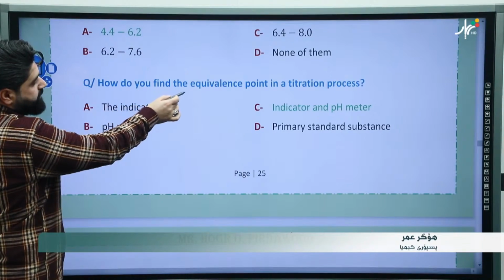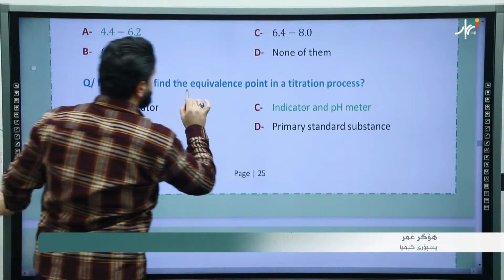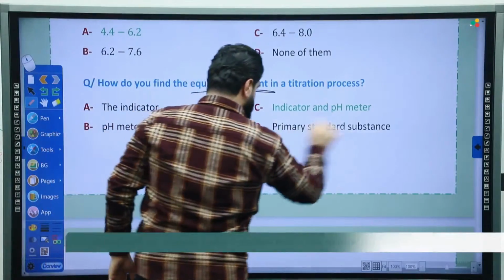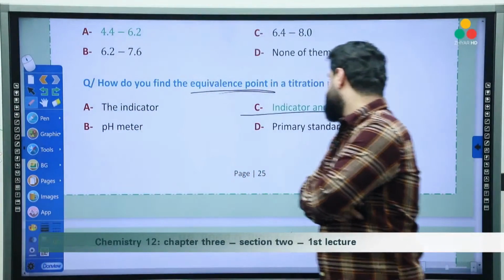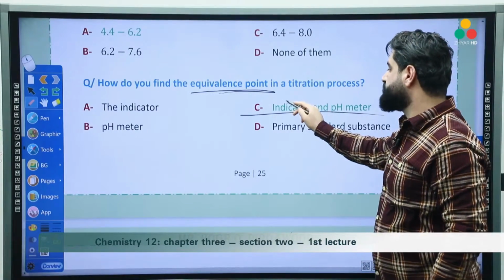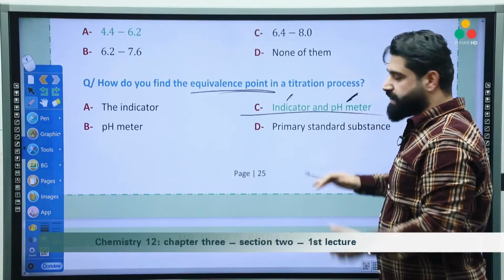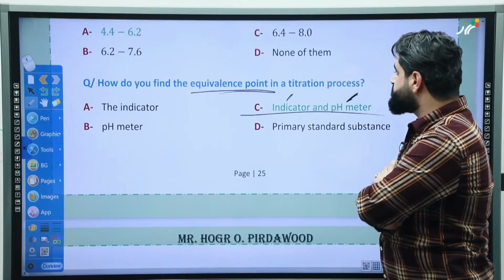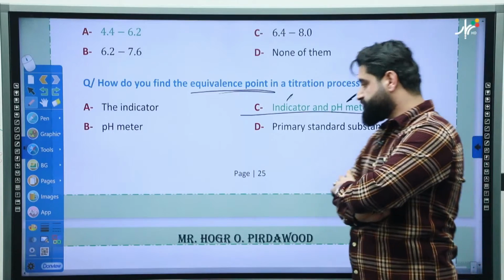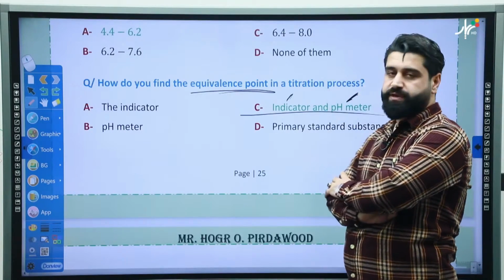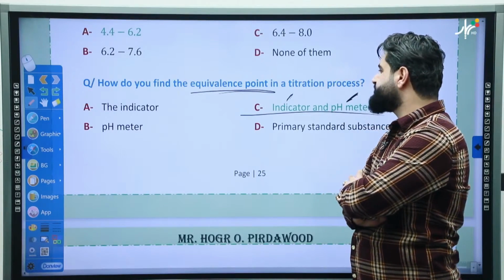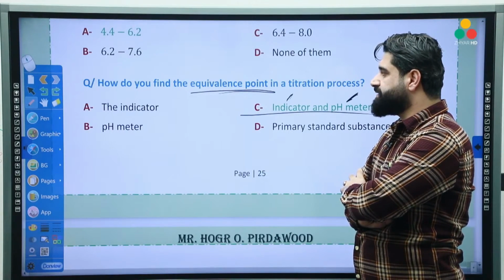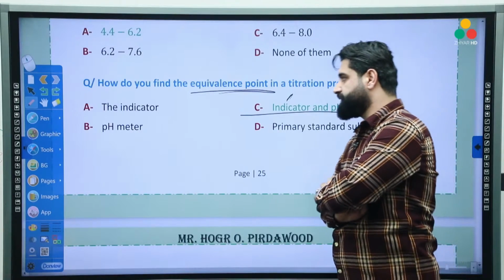How do you find the equivalence point and end point? As I told you, we have 2 options: indicators and a pH meter. With an indicator, the color will change. With a pH meter, there will be a rapid and high change in pH value. So that was everything about titration. I know that I explained it very quickly, but hopefully I made everything easier than before for you, inshallah.